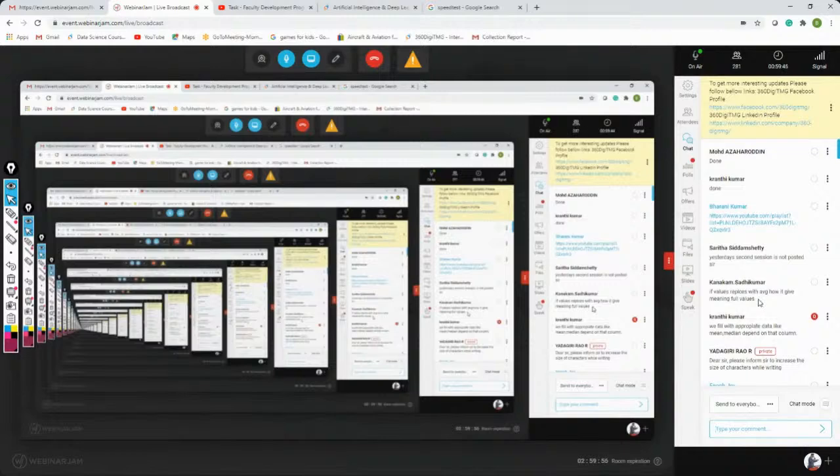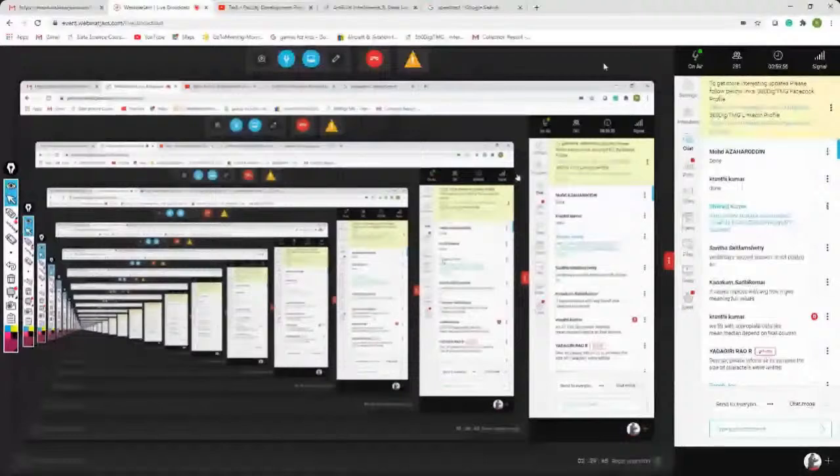Yeah, how will it become meaningful? See, all we are doing is, Sadi Kumar, we are trying to replace it with some logical value. If you do not replace it, the entire row gets deleted.